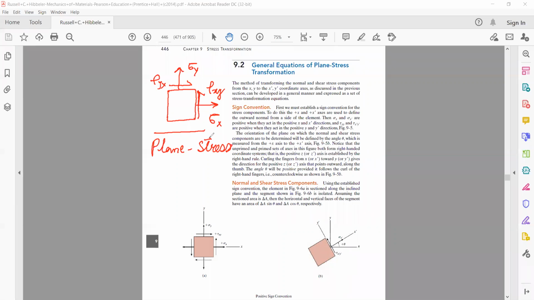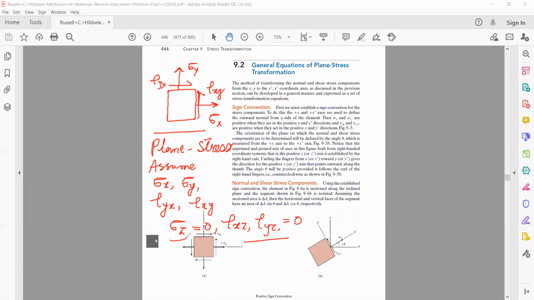What do we understand by the plane stress condition? Plane stress condition means that we assume there is normal stress along the x-axis, normal stress along the y-axis, and shear stresses on the x and y faces, but there is no normal stress along the z-axis, and all the components of shear stress along the z-axis, tau xz and tau yz, are equal to 0. So we call this condition of stress the plane stress condition.